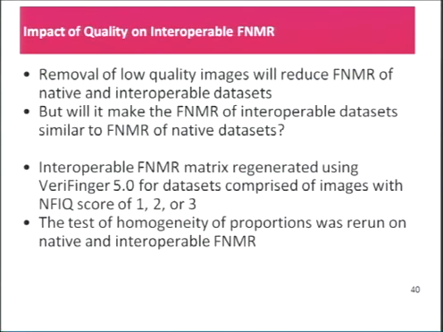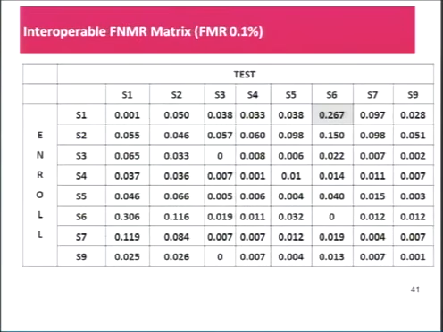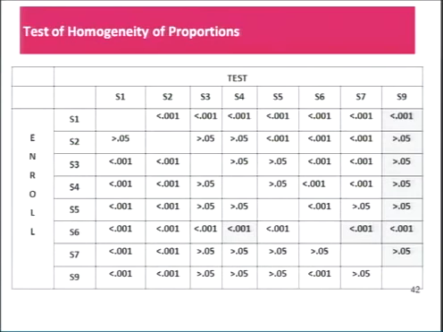So then we looked at the impact of image quality on interoperable false non-match rate, and the idea was to remove the lowest quality images from the interoperable data sets and see what kind of an impact it had on the false non-match rates. The idea was that if you remove poor quality fingerprints, then you should see an improvement in the performance. So let me just quickly skip through this. This was just the numerical analysis.